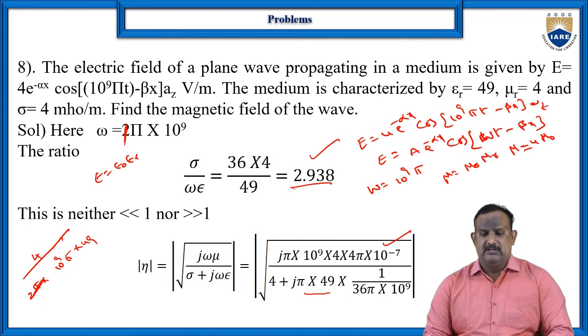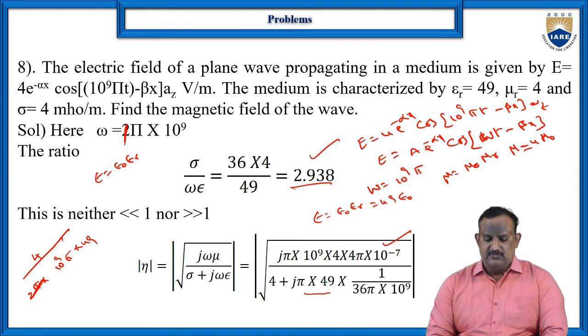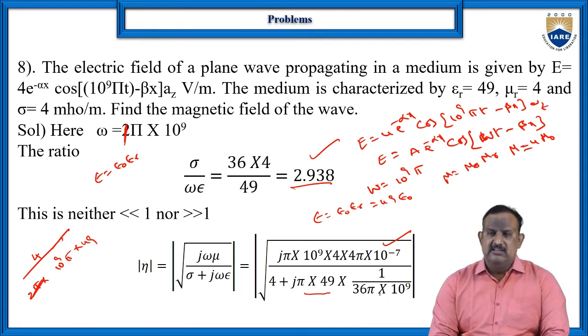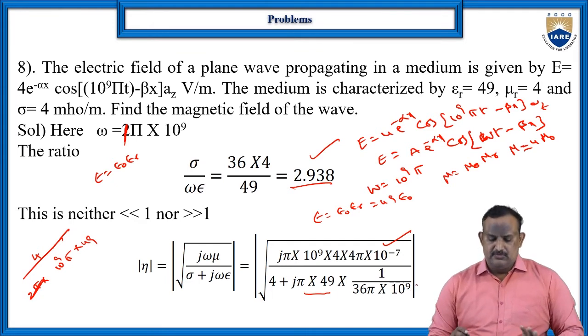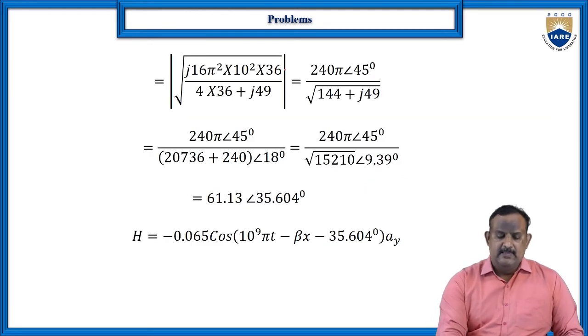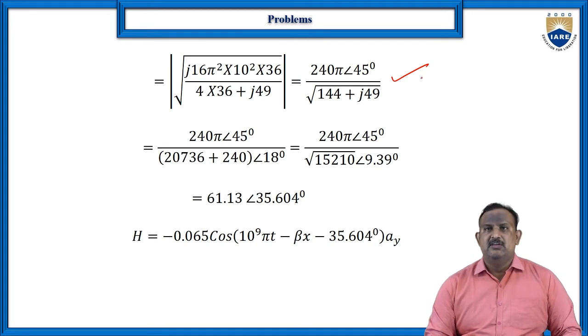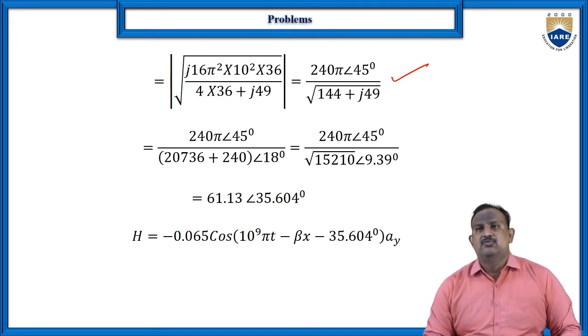and epsilon equal to epsilon naught into epsilon r, where epsilon r is 49, therefore 49 into epsilon naught, where epsilon naught is 10 power minus 9 by 36 pi. So if you simplify this expression, we finally have 240 pi into angle 45 degrees by root of 144 plus j into 49.